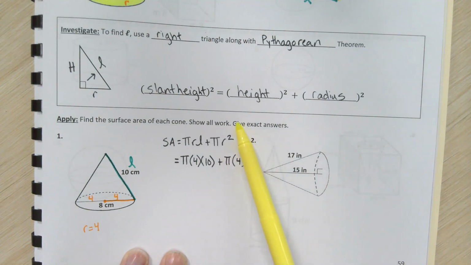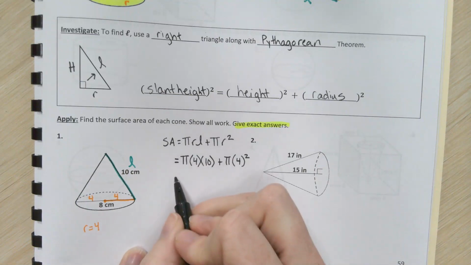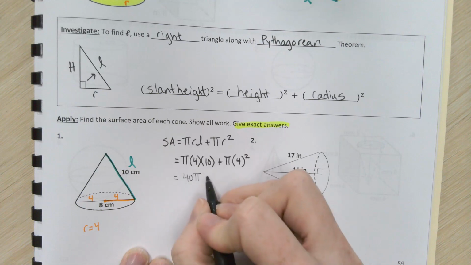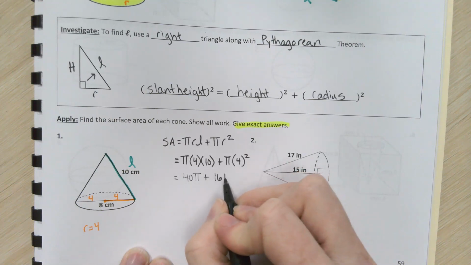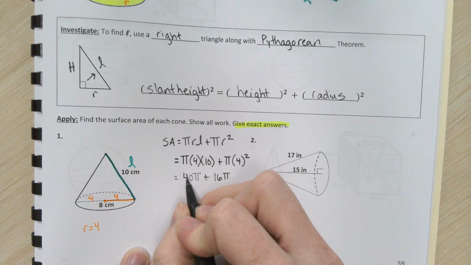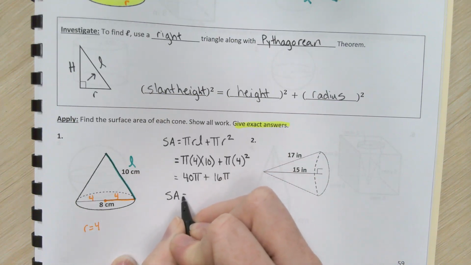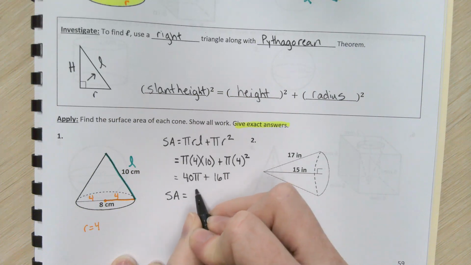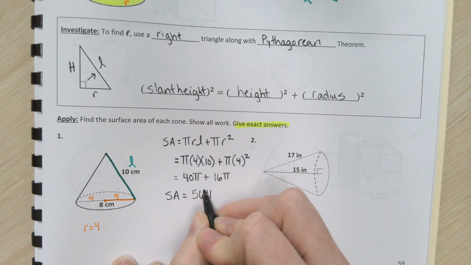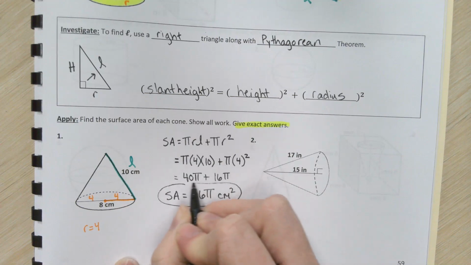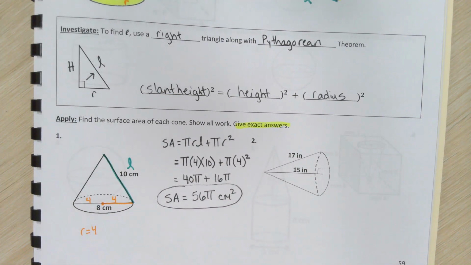The goal for these is to give exact answers. So I'm going to leave pi out of the calculations and just do 4 times 10 for 40 pi, and 4 squared is 16 pi. Since those both include pi, they are considered like terms, which means we can combine them together. 40 plus 16, and then centimeters that are squared will be our units for that surface area. So 56 pi centimeters squared.